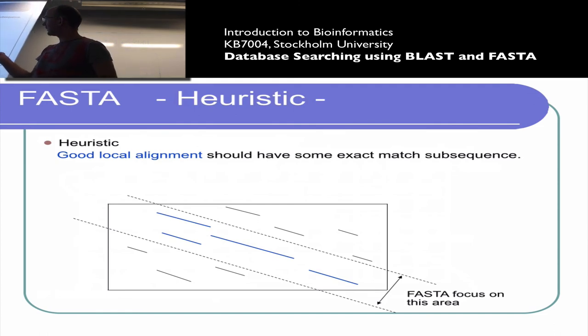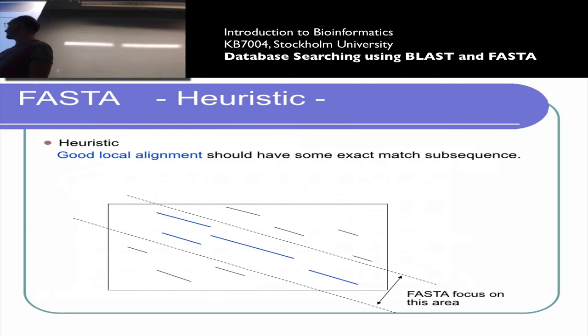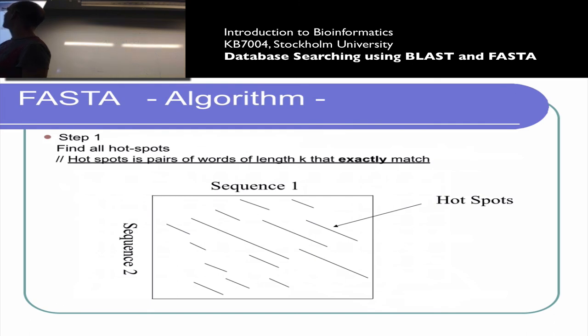So if you think about this plot, we can find these kinds of exact matches very fast. It's quite easy to do. And if you find one diagonal or area like that, or lots of these matches, or more than elsewhere, that is a good place to start searching with your dynamic programming for your optimal alignment. In this case, you will see that there are more here in the middle than if you go up here. It's not so obvious in this slide, but this is the first step: to find what they call hotspots.